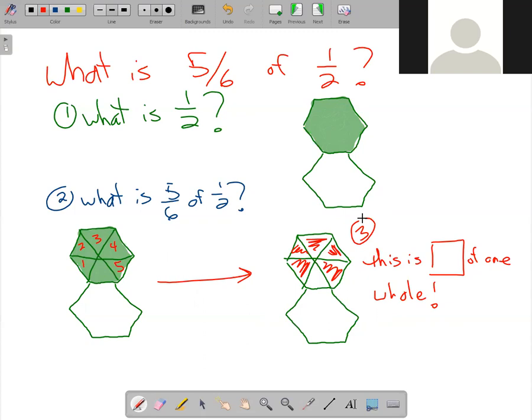Do we have to keep drawing this other half here? Yeah, to show that 2 of them is a whole. I have to keep drawing.